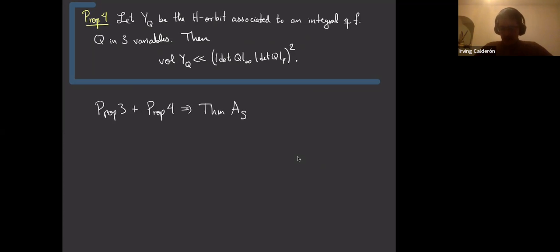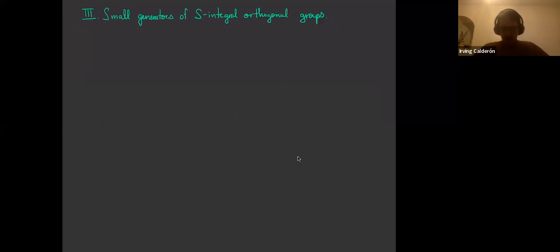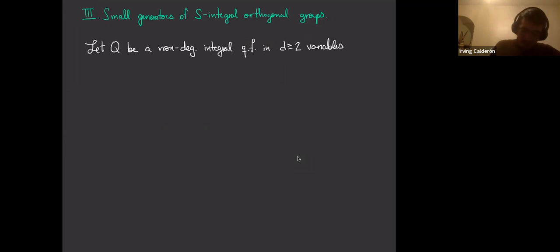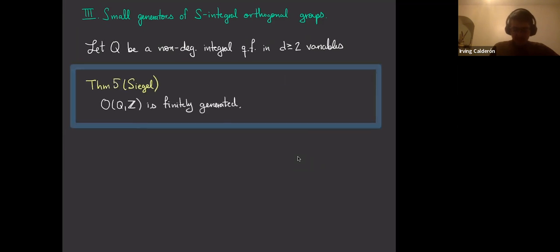And now, for the last part, I will just present very briefly theorems B and BS: small generators of S-integral orthogonal groups. Now, the setting will be almost the same, but now we'll work with a single quadratic form, Q, an integral quadratic form in the variables. The motivation here is a classical result of Siegel that says that the integral orthogonal group of Q is always finitely generated.